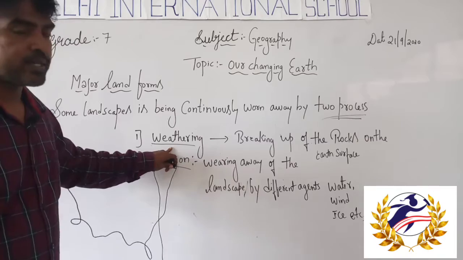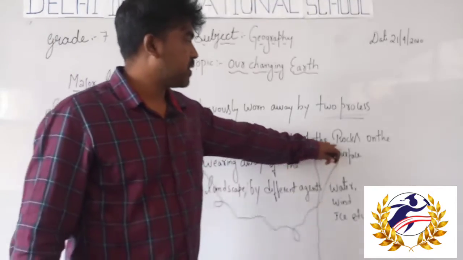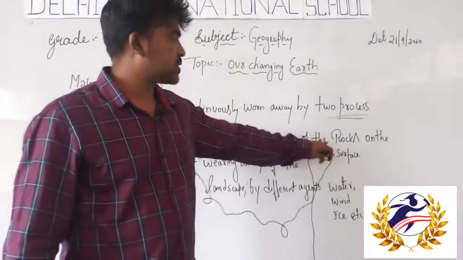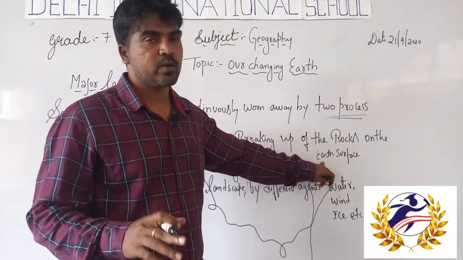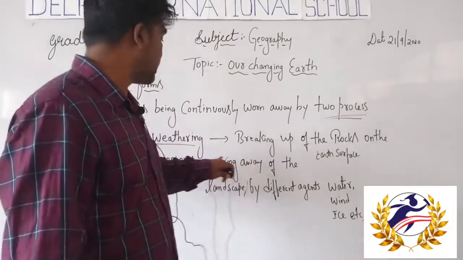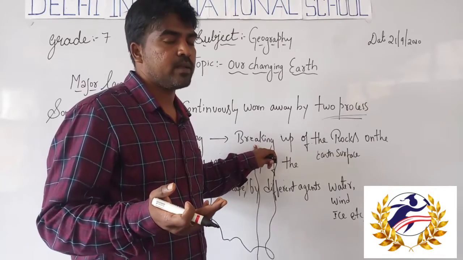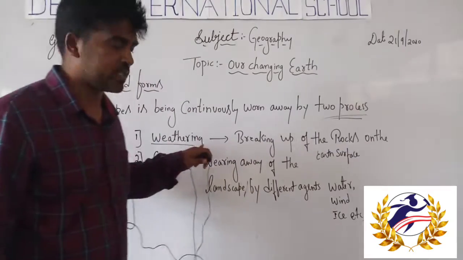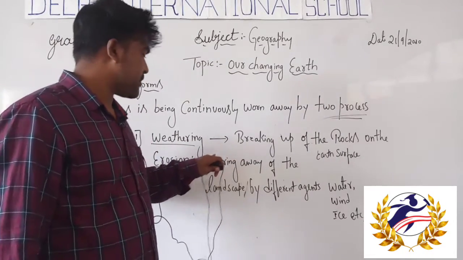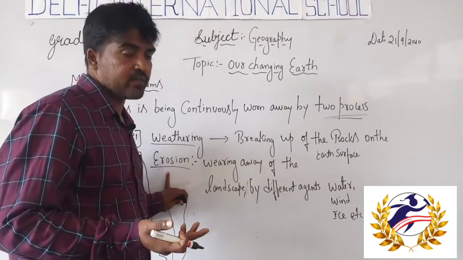What is the meaning of weathering? Weathering means breaking up of the rocks on the earth's surface. Rocks break down into small pieces or stones. So it is called weathering. This process takes millions of years. It is not a sudden force. It is an example of a diastrophic force. Next is erosion. It is an example of a sudden force.